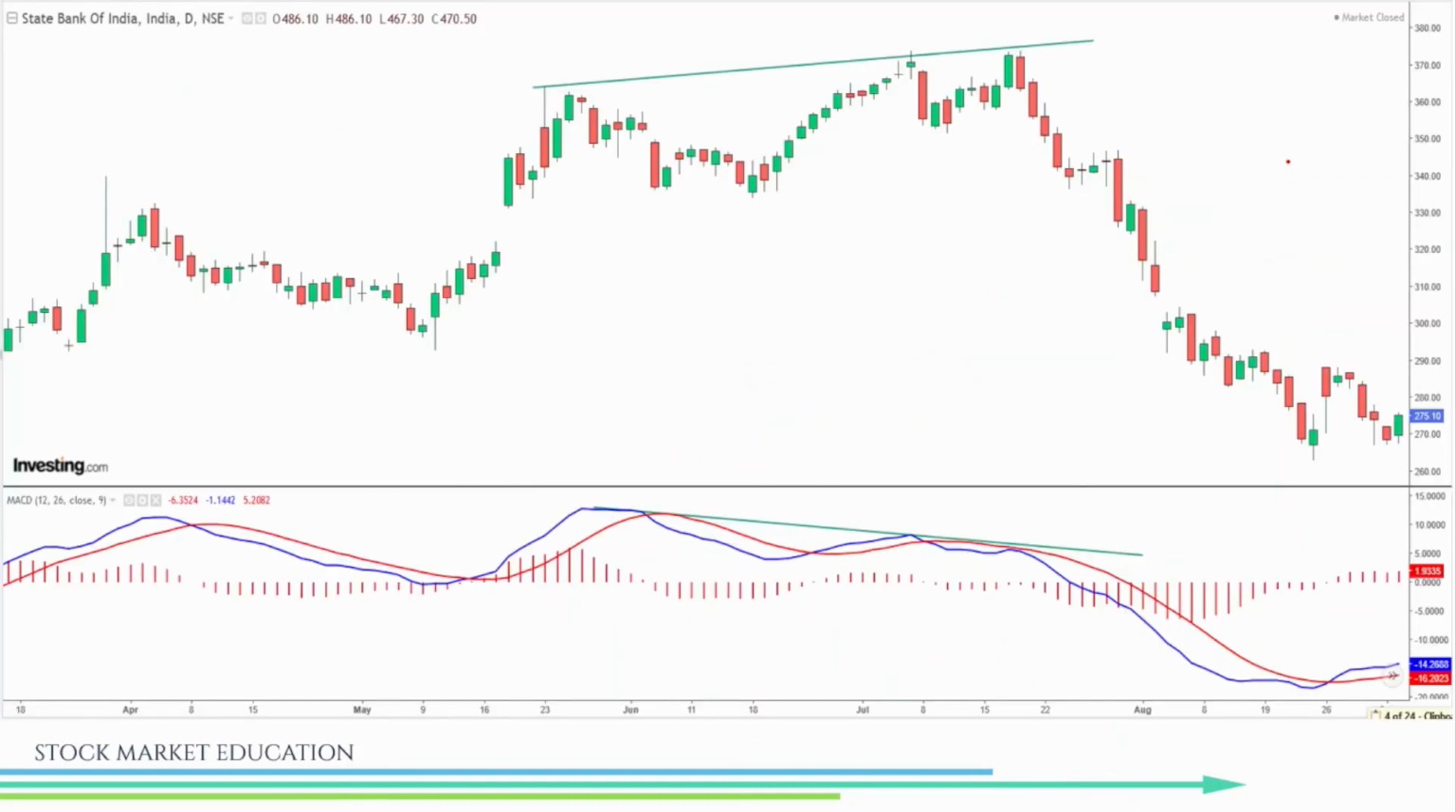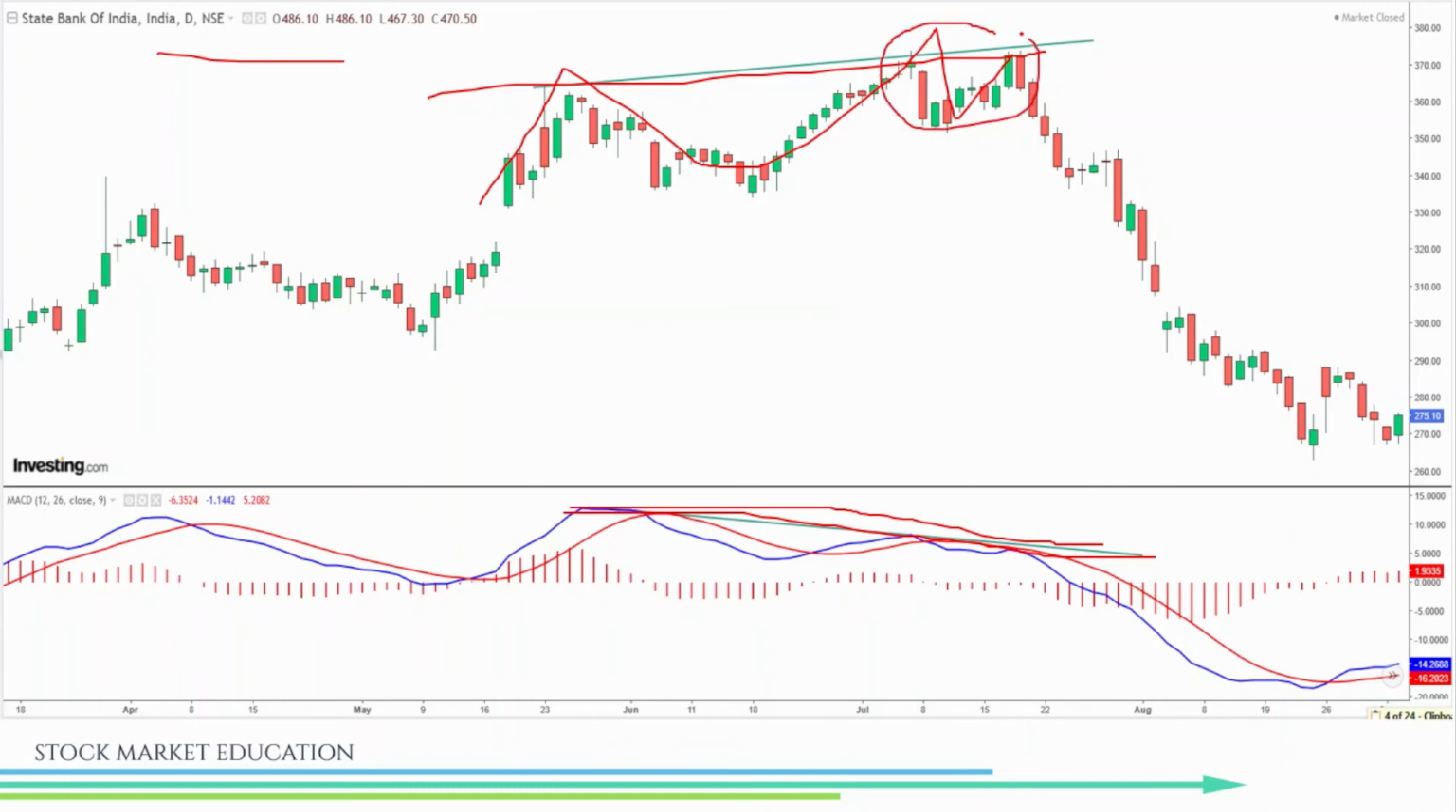Now as you can see, this is a daily chart of State Bank of India. You can see the price is making a higher high over here, but MACD is making a lower high, right? So similar to what we observe in stochastics or RSI, we can observe this in MACD also. So it's also one of the indicators which you can use to book your profits, to exit your positions, or even to go short.